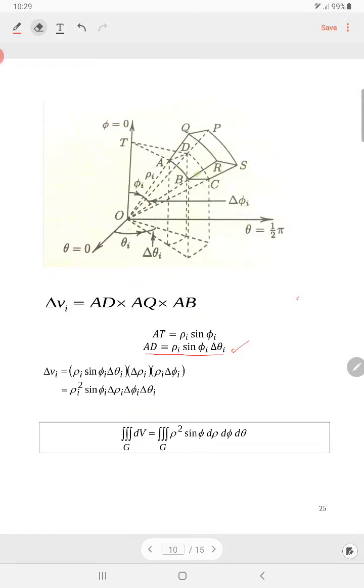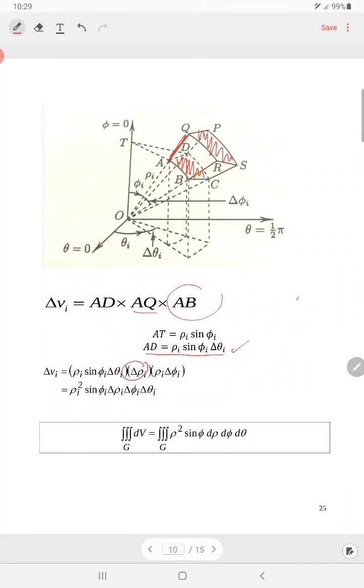This is AQ, which is really the distance between the smaller sphere and the larger sphere. So the difference between the two spheres would be delta rho i. The radius of the larger sphere minus the radius of the smaller sphere gives us delta rho i. So that's AQ. Now let's find AB.